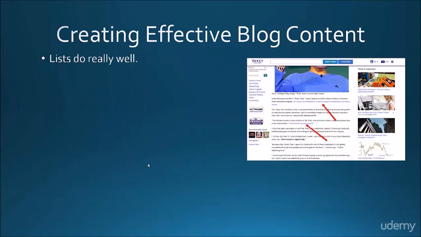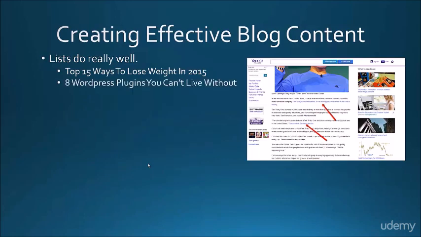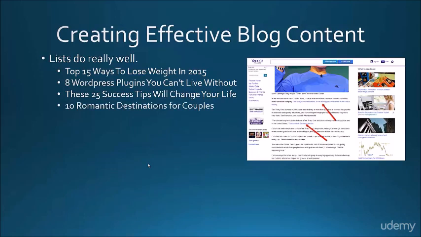Here are some ideas for creating effective blog content. What you can see here is that lists do really well. So for example, the top 15 ways to lose weight in 2015. 8 WordPress plugins you can't live without. These 25 success tips will change your life. 10 romantic destinations for couples.